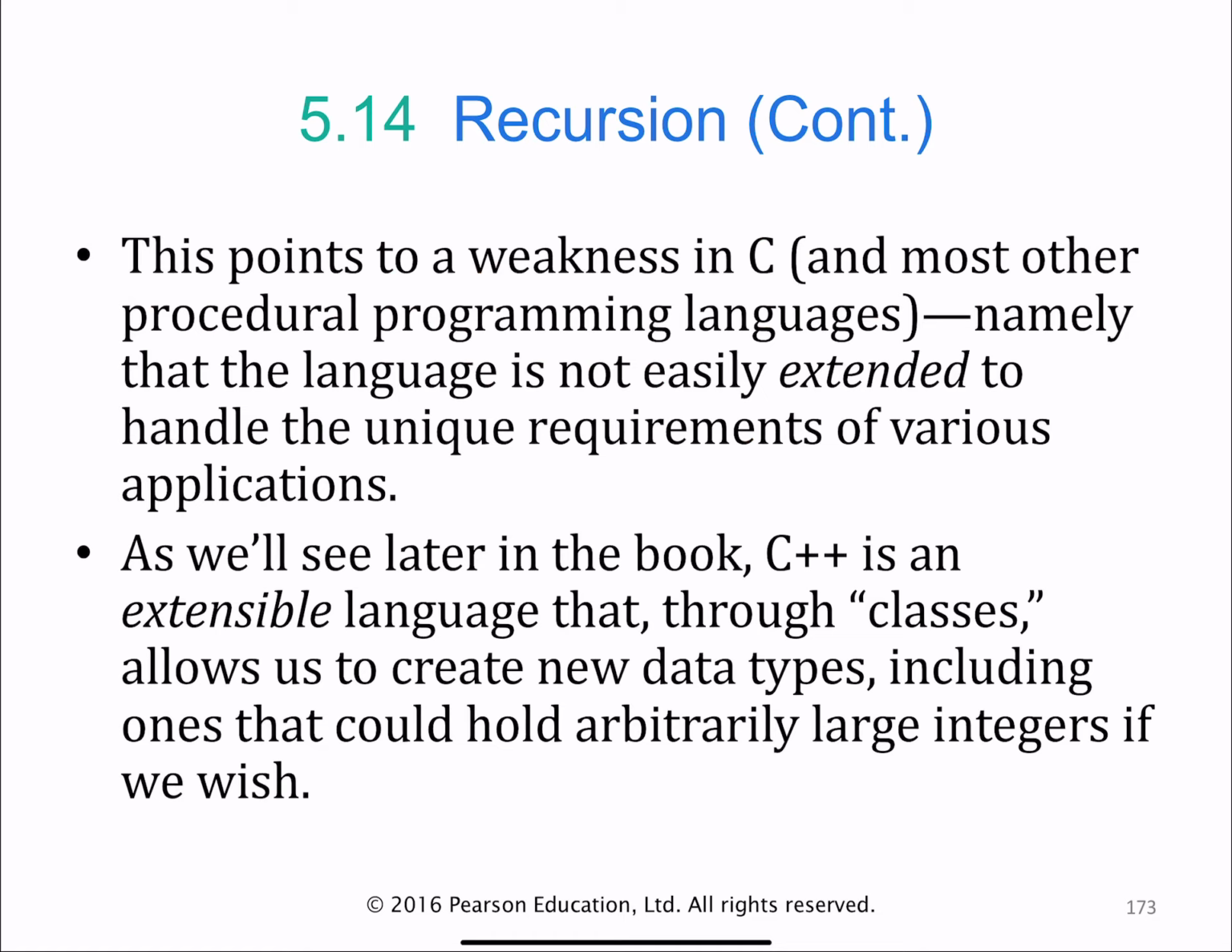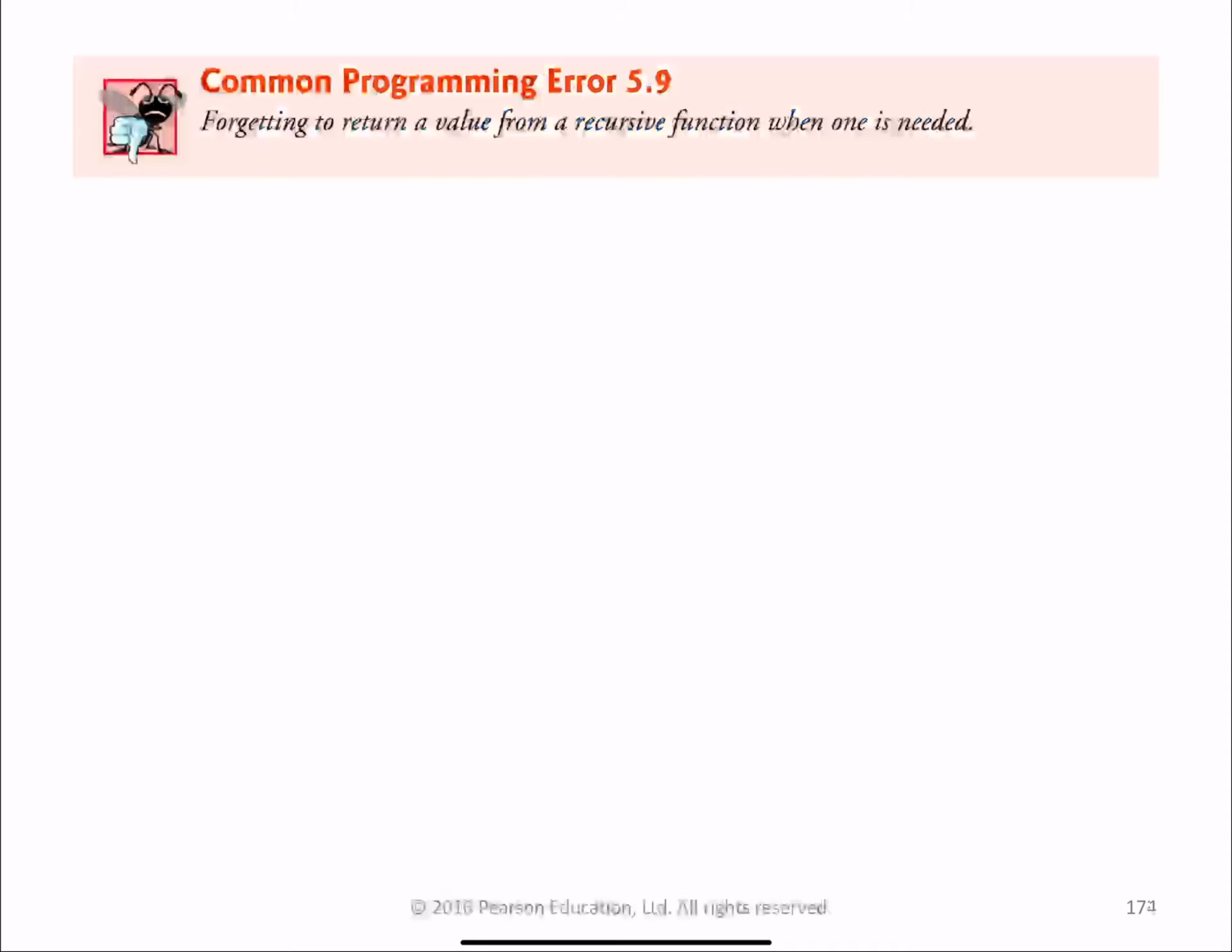Now, one of the things about C is that you cannot add your own data types larger than the native data types that come with C. That is something that you can do in some other languages like C++, which are for this reason called extensible languages. You can do that using a data structure called a class, but that is something that we're going to only touch upon at the end of this course.